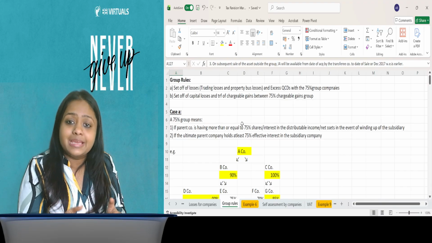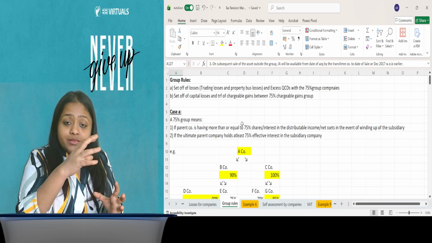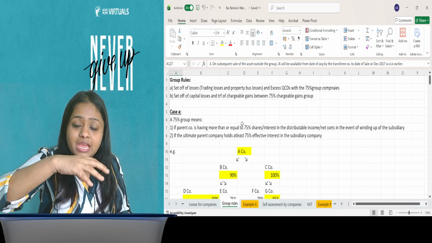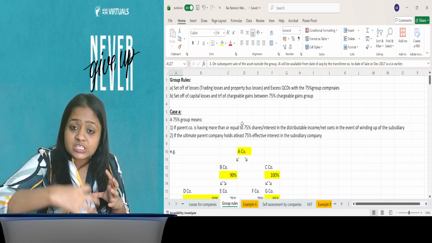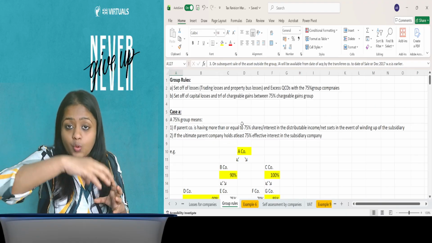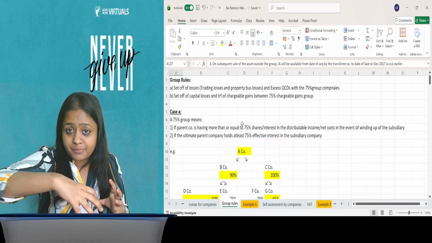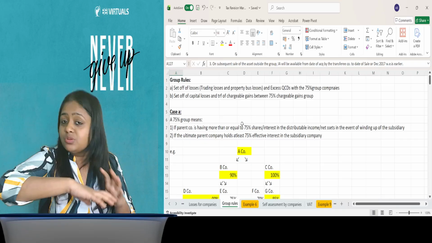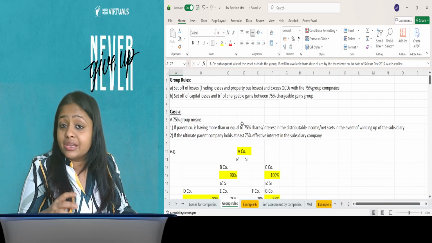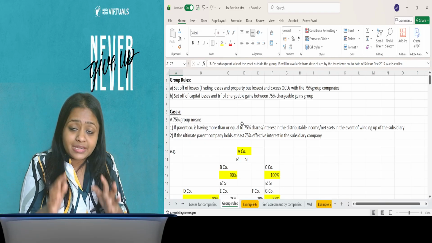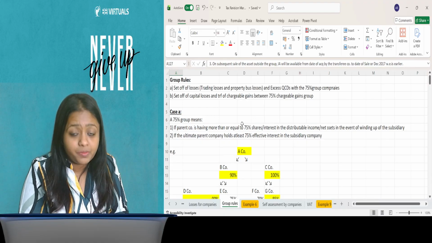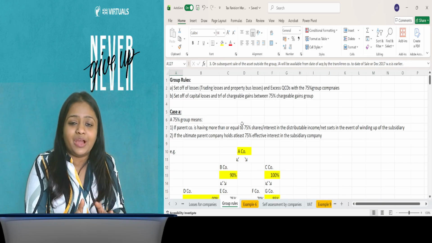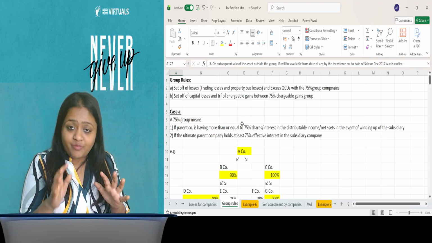The chargeable gains group is a group within which the companies would be able to transfer the non-current assets among each other, among those group companies, at no profit, no loss. So there will be no chargeable gain that will be calculated at that point. So that is how we understand the CG group. I'll take it one by one. First, I will take the normal group, which is a 75% group. And why is this group there?